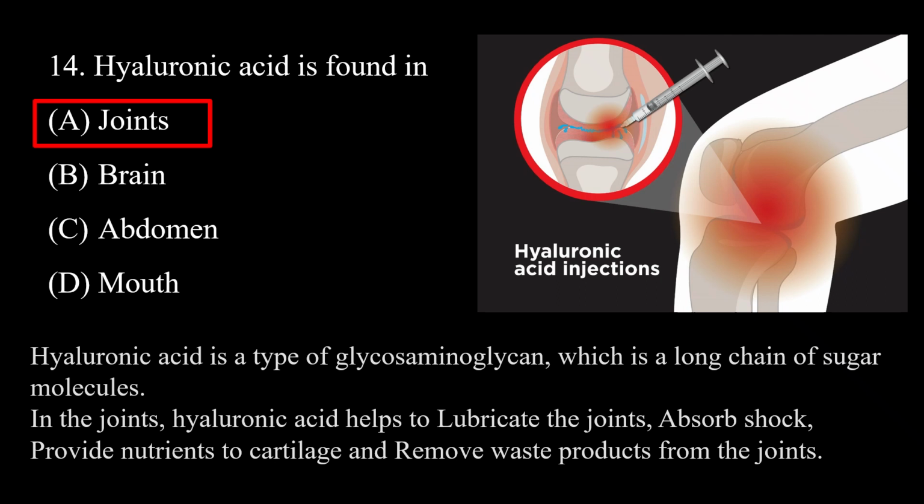In the joints, what are the functions of hyaluronic acid? Hyaluronic acid helps to lubricate the joints. They are shock absorbers. They provide nutrients to cartilages, and they remove waste products from the joints.